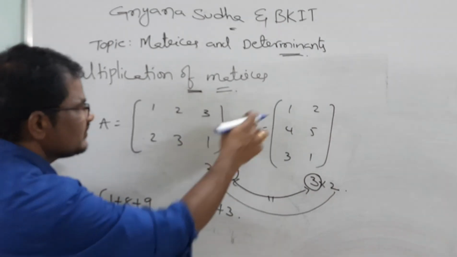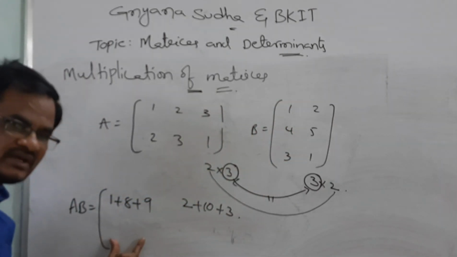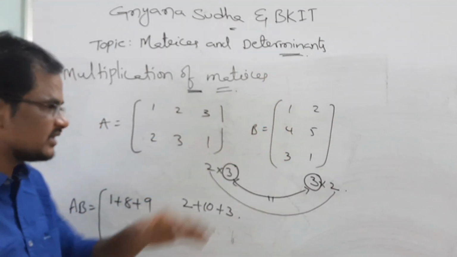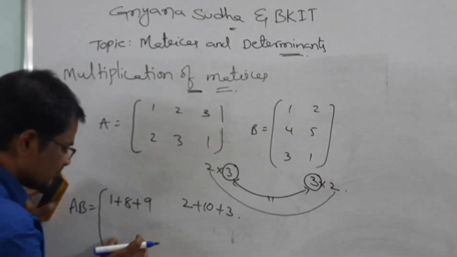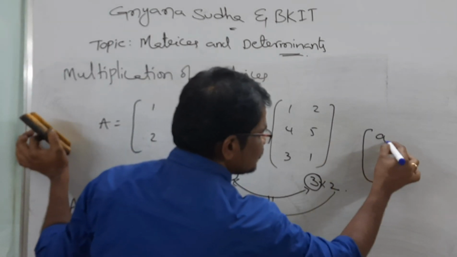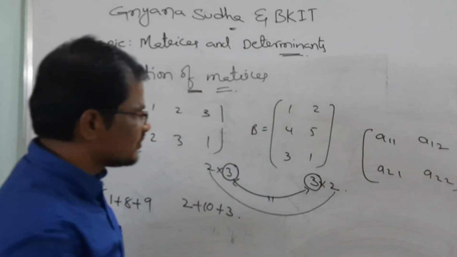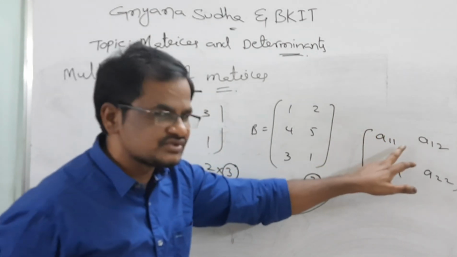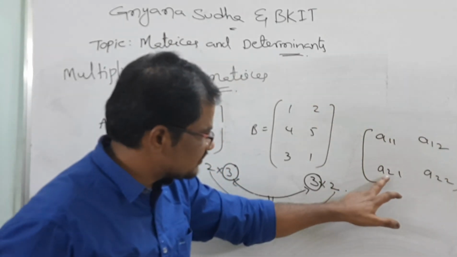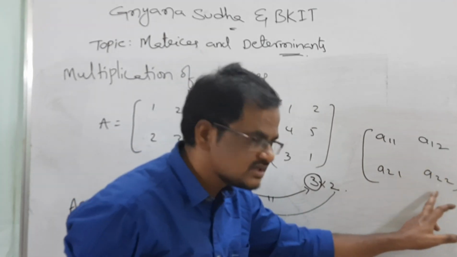And second row with the first column. So we are multiplying second row with the first column, and we have to substitute the result here only, in the second row, first column position. Okay? So the order of the resultant matrix we are getting is 2 by 2, meaning A11, A12, A21, A22. If you multiply first row with first column, substitute here. First row with second column, substitute here. Second row with first column, substitute here. And second row with second column, substitute here.